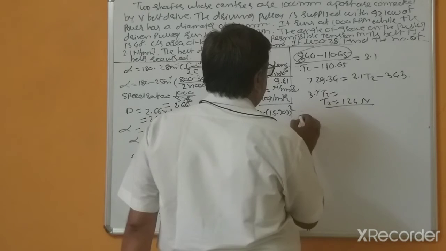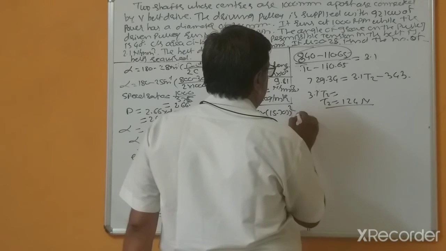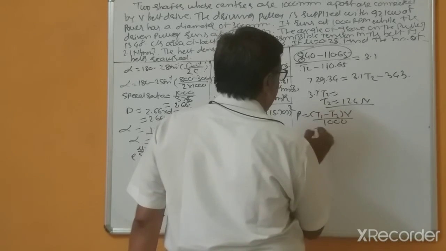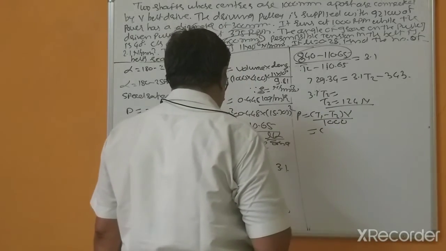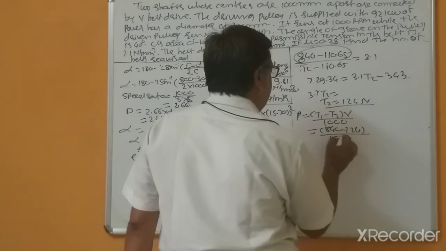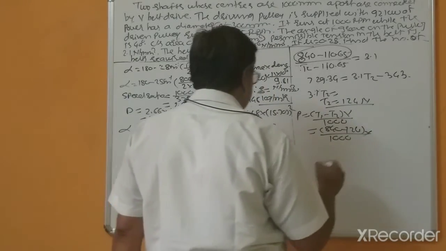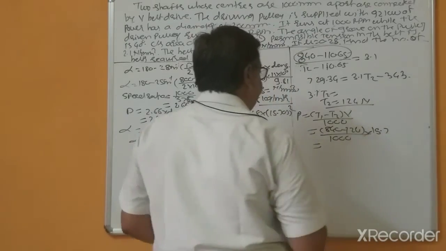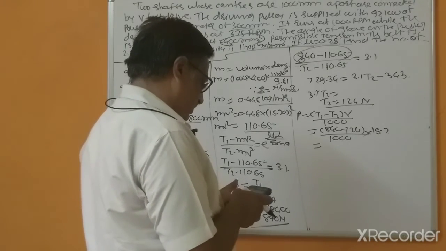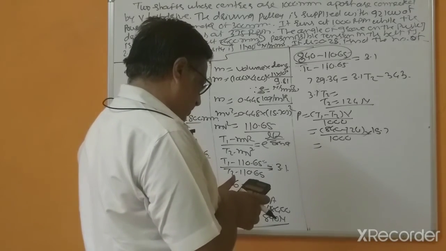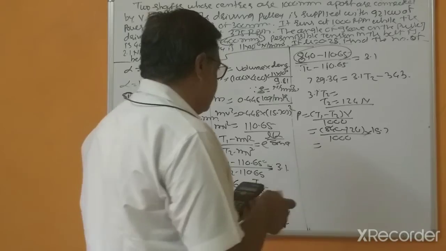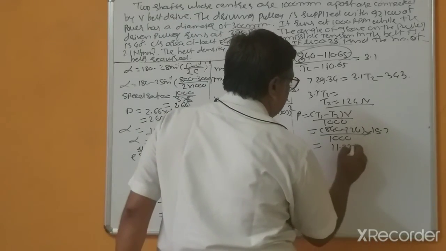So that's why P equal to (T1 minus T2) into V divided by 1000. 840 minus 124, V equal to 15.7, divided by 1000. 716 into 15.7 divided by 1000. This is equal to 11.23 kilowatt.